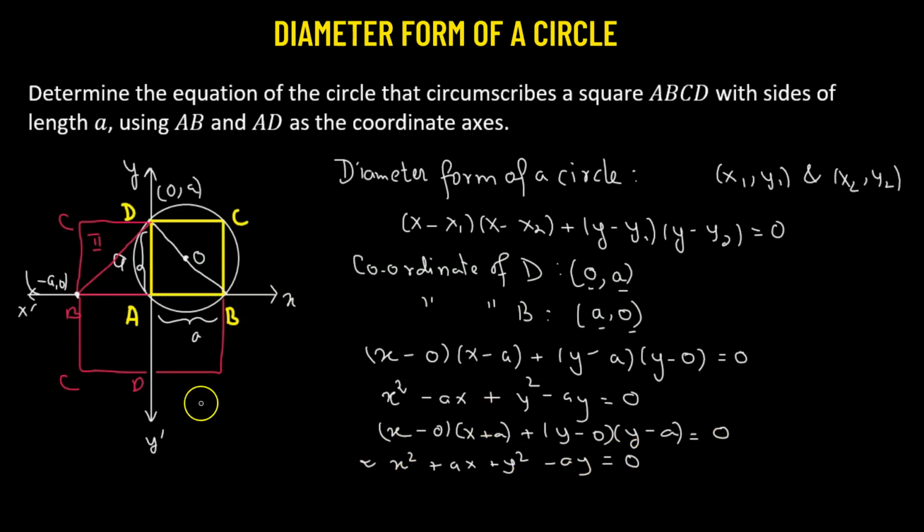Similarly, we get 2 more equations that I'm leaving as an exercise for you to try out. The results will be x squared plus y squared plus ax plus ay equals 0, and x squared plus y squared minus ax plus ay equals 0.